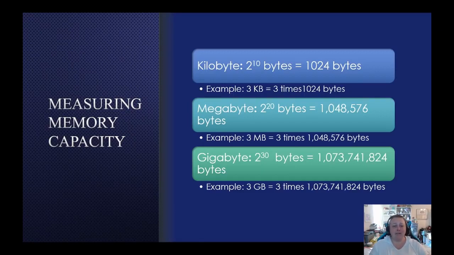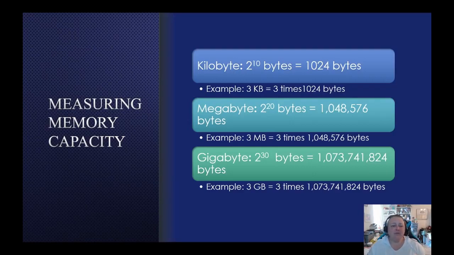So if I say I have a 3 kilobyte system, which is 3 KB, it's going to be 3 times that 1024. The same goes for a megabyte or MB and a gigabyte or GB. You go to 2 to the 20th power and 2 to the 30th power. It just keeps going up exponentially. It is much easier to say it's a 3 gig or a 3 gigabyte as opposed to 3 times the 1 billion whatever bytes. It's just a lot easier to say.